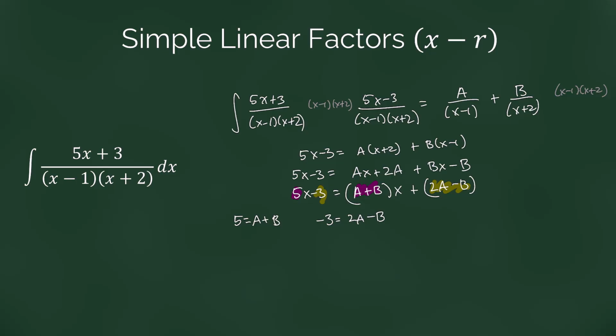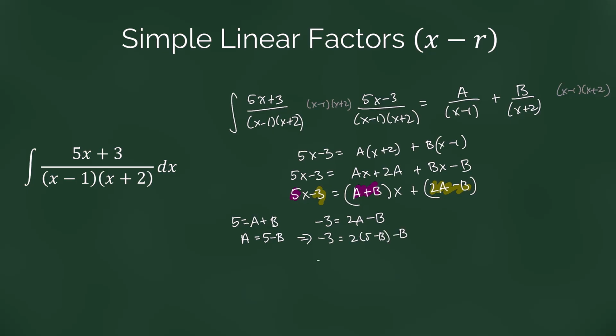So again, we'll do a substitution as in the previous one. I'm going to say that a is equal to 5 minus b. Plug that in over here. We get negative 3 equals 2 times (5 minus b). Multiplying out, we get negative 3 equals 10 minus 2b minus b. Moving the 10 over, we get negative 13 equals negative 3b. So b is 13 over 3.